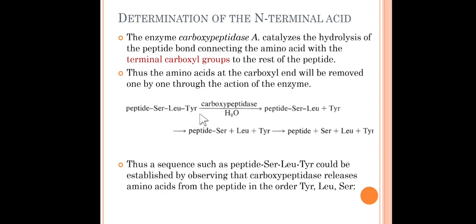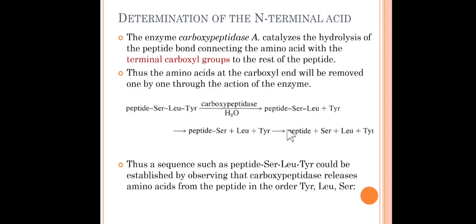So you can see here, this is a tyrosine. If we treat it with the carboxypeptidase, now this tyrosine derivative is removed. This is how we get to know the C-terminal amino acid which is present in that peptide sequence. This is how one by one we can remove the C-terminal amino acids and we can identify the sequence.